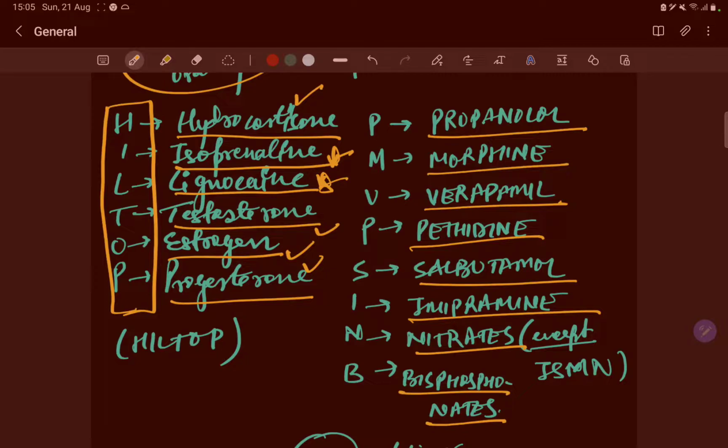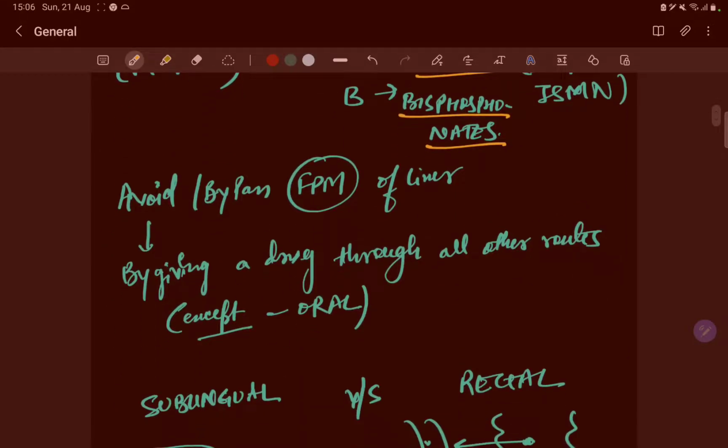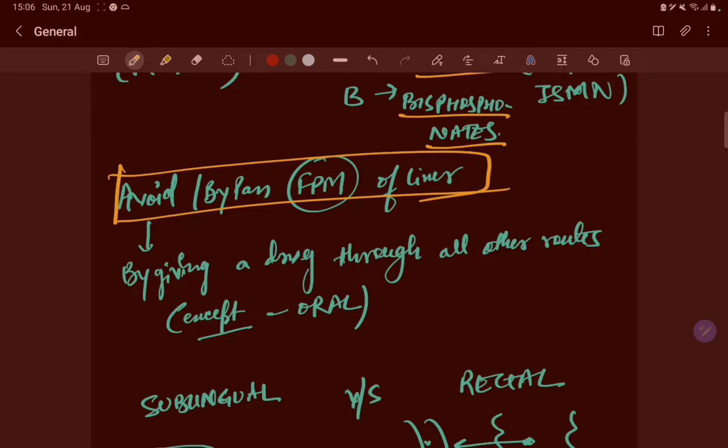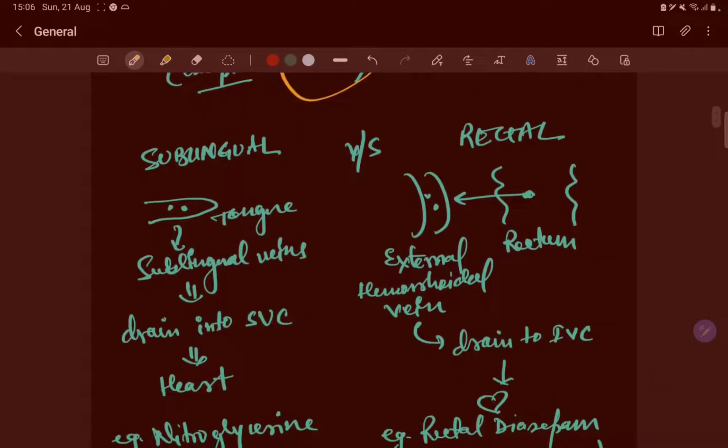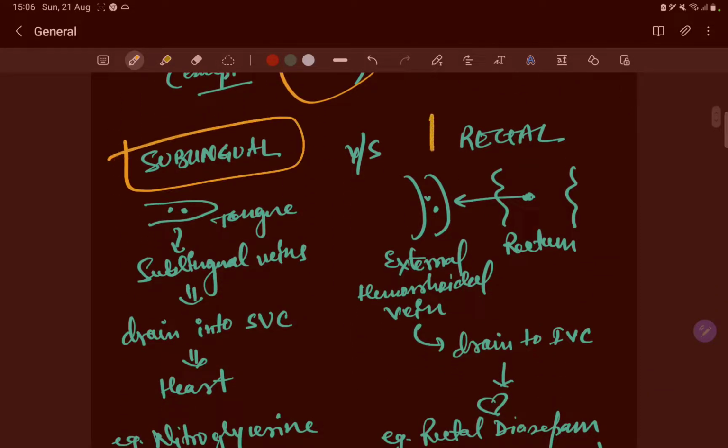Okay, so they will be given sublingually, and they will be given via inhalational routes. Okay, so these are the things you have to understand. These are also given intra-articularly. Now, to avoid the bypass or the first pass metabolism of liver, drugs are given by the other routes, except the oral. Now the sublingual or the rectal.